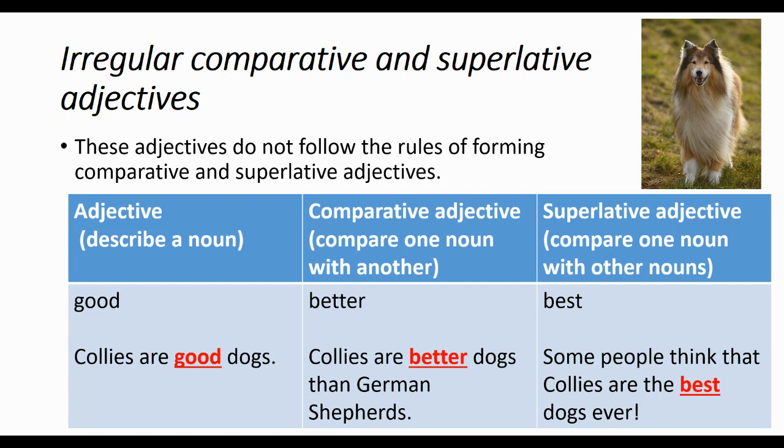And when I want to compare collies with another different breed of dog, I would say collies are better dogs than German shepherds. And superlative adjective, compare one noun with other nouns. Okay, so among all the dogs, I would say some people think that collies are the best dogs ever. So remember, good talks about one, better compares one with another, and best compares one with everything else.